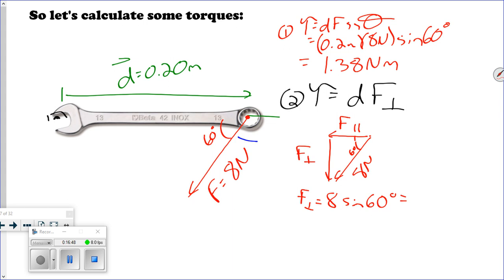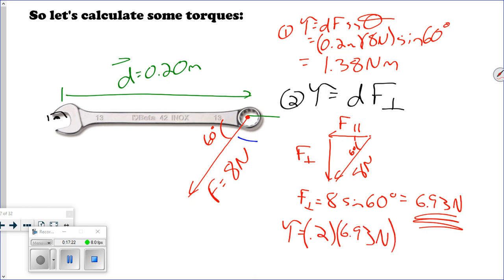So let's go ahead and figure it out just for the sake of completion. So 8 sine 60 gives you 6.93. Okay, so the idea is this is the amount of force that's actually producing torque, not the 8 newtons. It's just the 6.93 newtons because the other part of the 8 newtons is parallel to the lever arm. Okay, so now my torque becomes my lever arm, 0.2, times my perpendicular force, and multiply, and you can see it's going to give you basically the same answer. Okay.